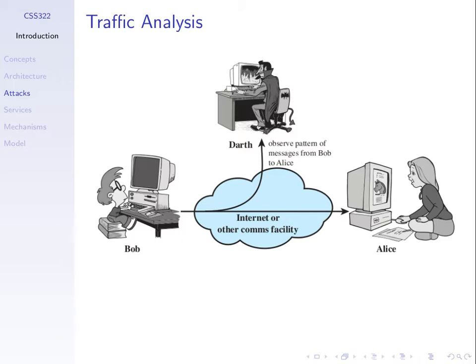Not analyzing the contents of the messages, but the fact that the parties are communicating. Another example is if Alice is a known terrorist. The law enforcement agency knows about Alice, that she's a terrorist, and the law enforcement agency is intercepting all the communications to Alice, and that law enforcement agency, Darth in this case, finds that this person, Bob, is sending many messages to Alice, and that may give the law enforcement agency some motivation to find out who Bob is and maybe to follow up in some other way to try and find out what's going on.